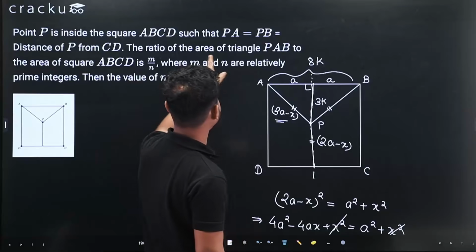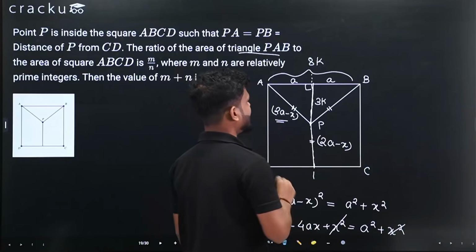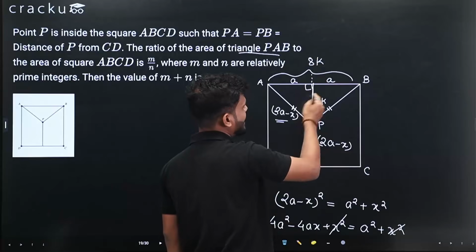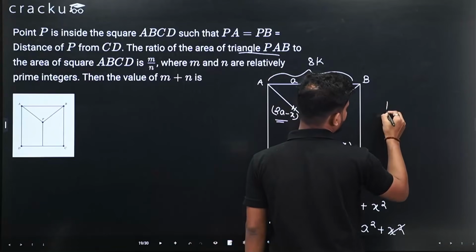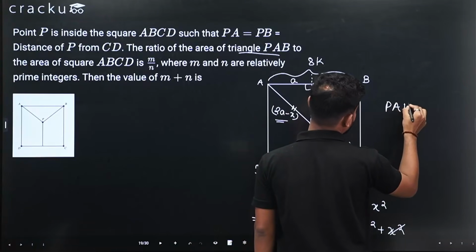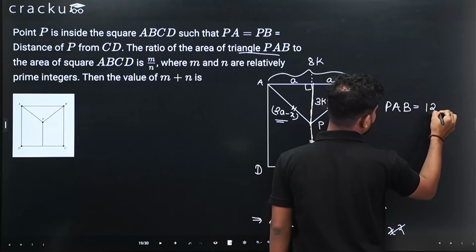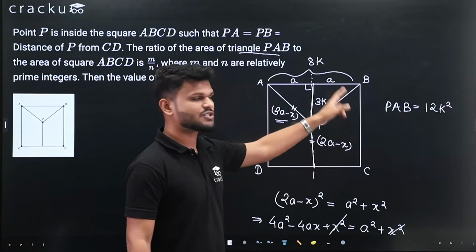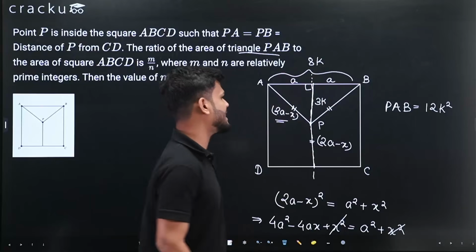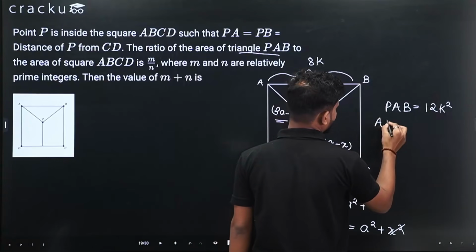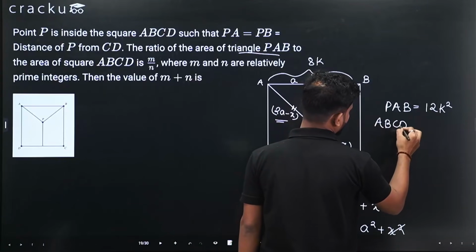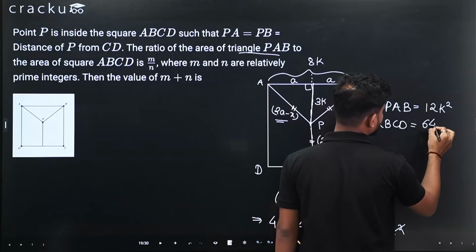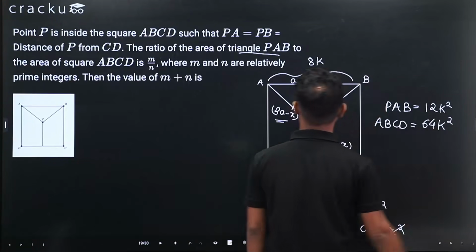So we are given the area of triangle PAB. What is the area of triangle PAB? Base into height, it will be 8k into 3k divided by 2. So area of PAB will be 12k square. Correct? What will be the area of square ABCD? Its side is 8k, so it will be 8k square, or 64k square.